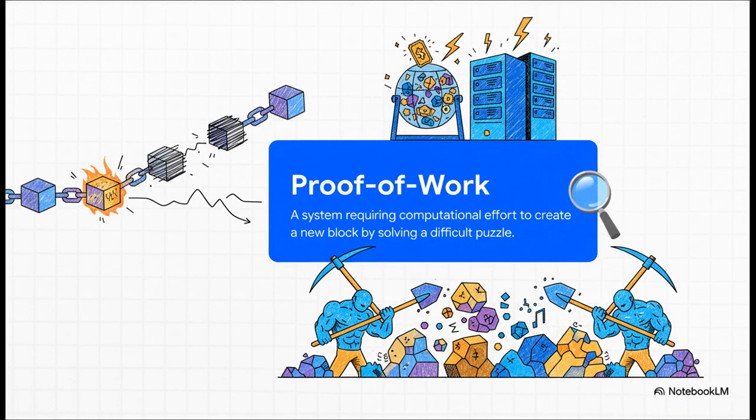But wait a second, what's to stop someone from going back, changing an old block, and then just quickly recalculating the hashes for all the blocks that came after it? This is where the genius of proof of work comes in. To earn the right to add a new block to the chain, network participants have to perform a huge amount of computational work. It's like forcing them to solve a really, really difficult math puzzle that requires a ton of computing power and electricity.